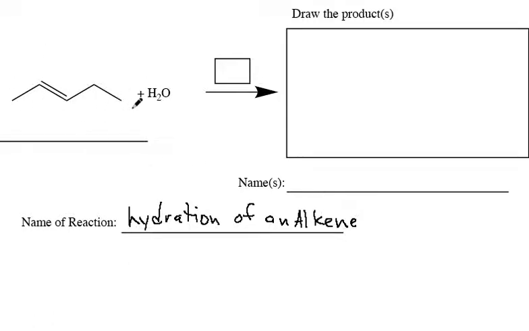Our starting molecule has 1, 2, 3, 4, 5 carbons in it and a double bond, so this is pentene. And the double bond occurs at carbon number 2, so it's 2-pentene. When it comes to alkenes, we need to establish whether or not they are cis or trans isomers, if that's a consideration, and in this case it is.